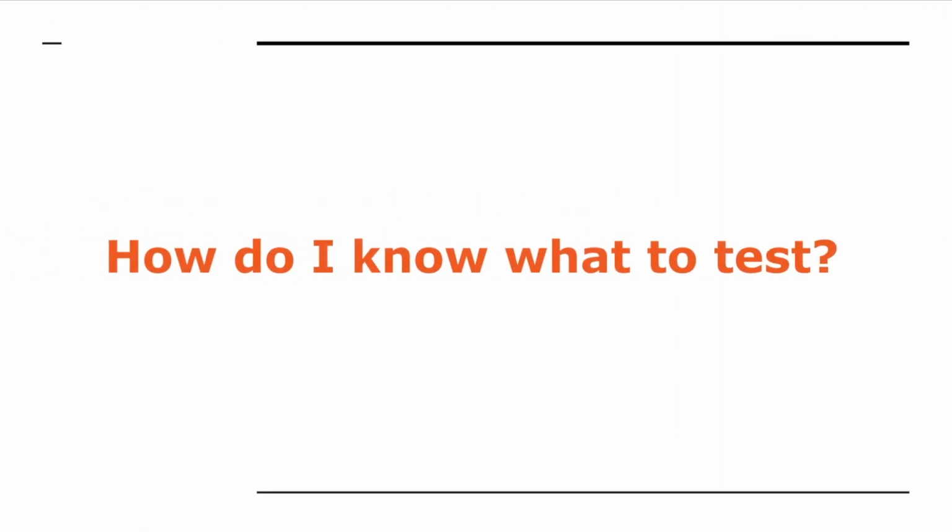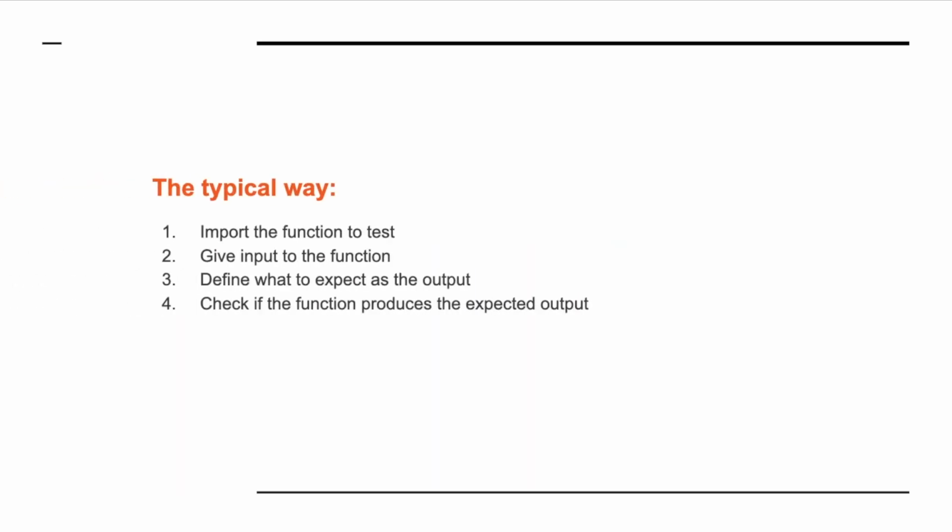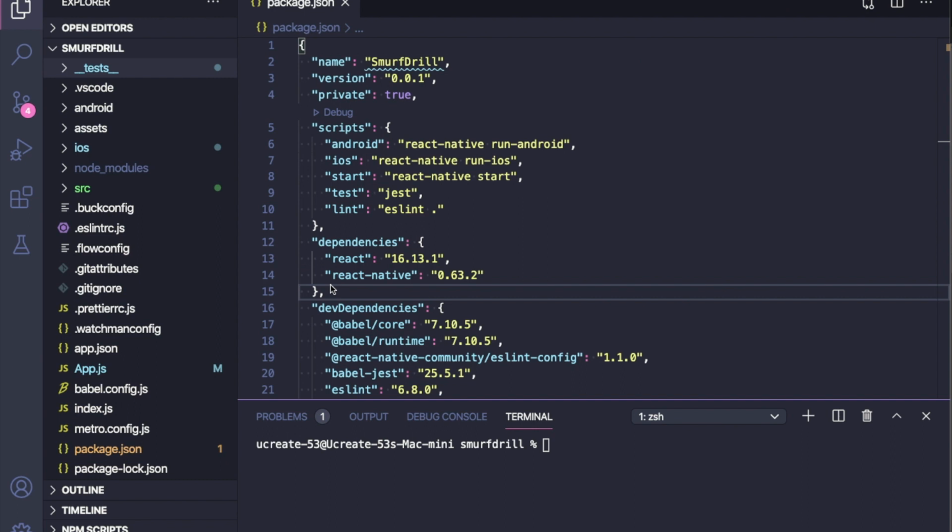How do I know what to test? The typical way of testing: import the function to test, give input to the function, define what to expect as the output, check if the function produced the exact expected output or not.